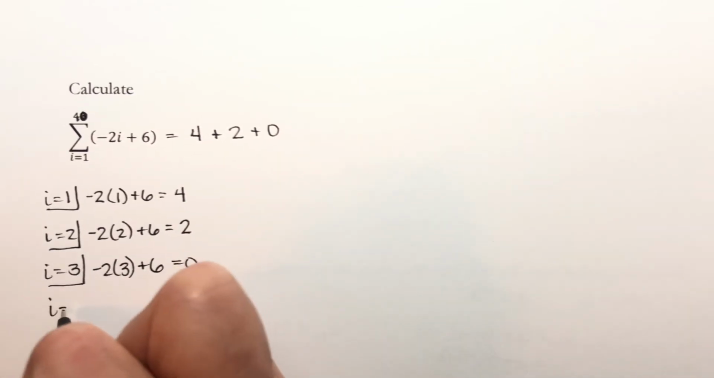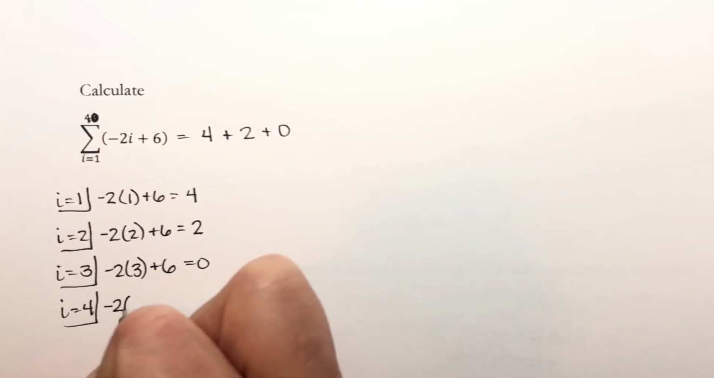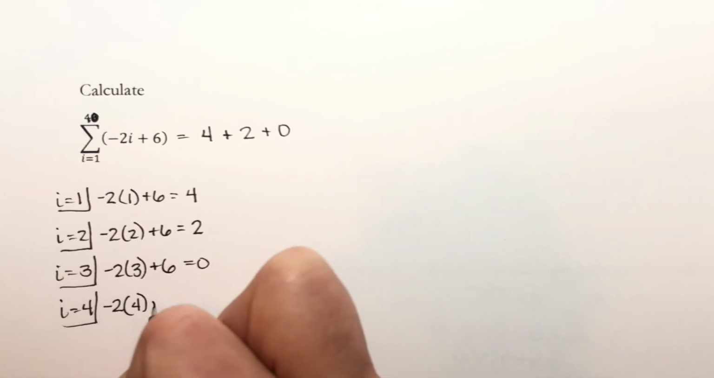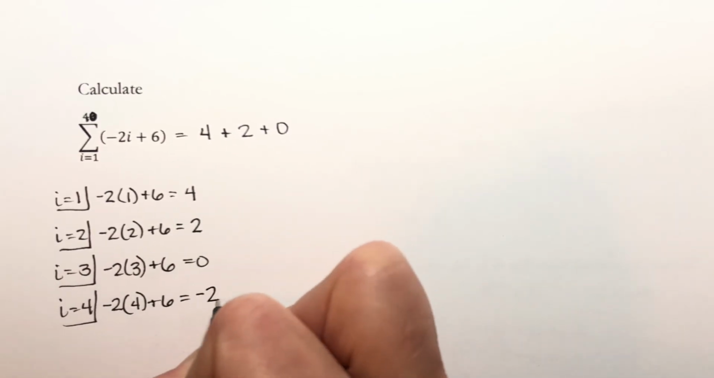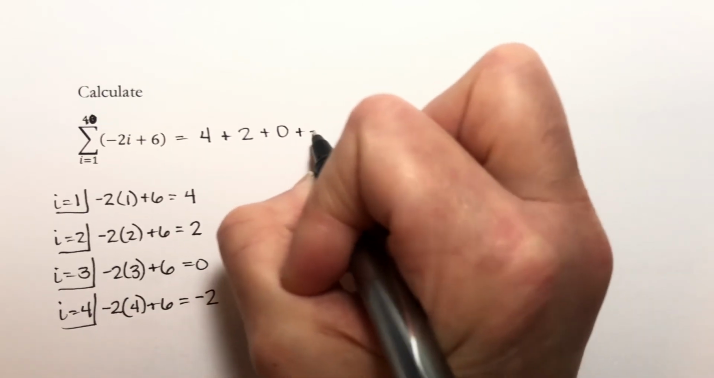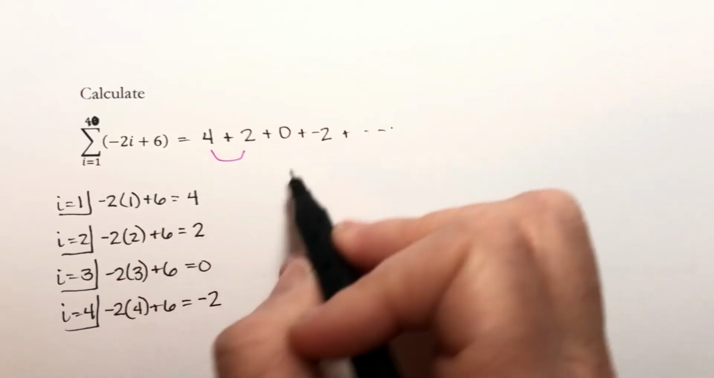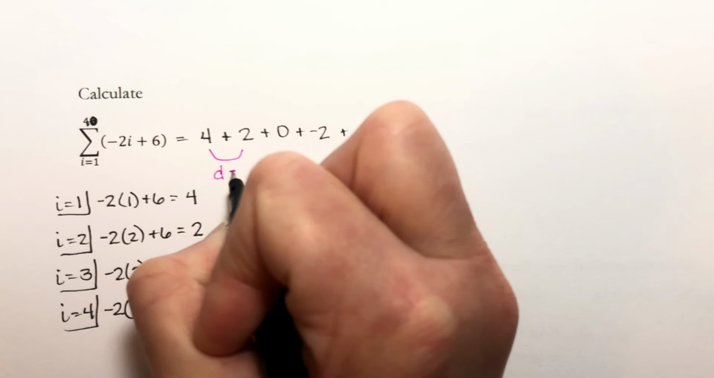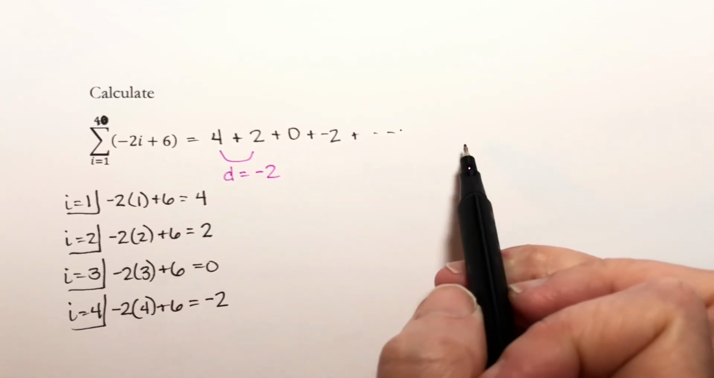Okay, let's do one more to be sure we have a pattern. This would be negative 2 times 4 plus 6. Negative 8 plus 6 would be negative 2. So plus negative 2, and then I would continue. It looks like I've got enough of these to say that my d is negative 2. I am subtracting 2 every single time.